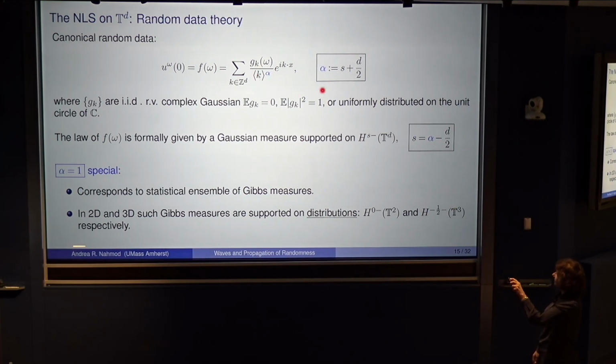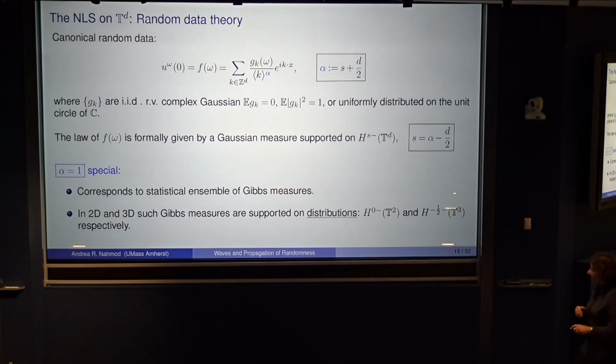And I want you to remember this α is going to be defined as some s plus the dimension over 2. So if I give you an α, I have an s. If I give you s, I have an α. So the law of this random variable is formally given by a Gaussian measure which is supported just below H^s. So with probability 0, f(ω) is in H^s. I support it just below H^s. These are the same thing.